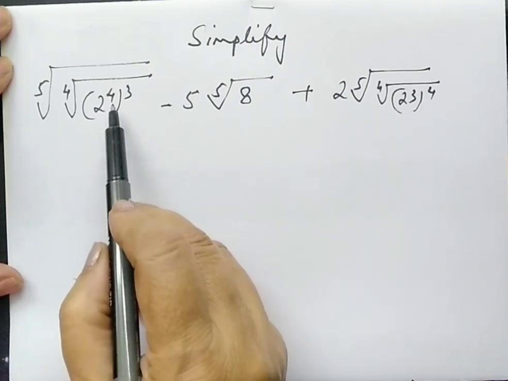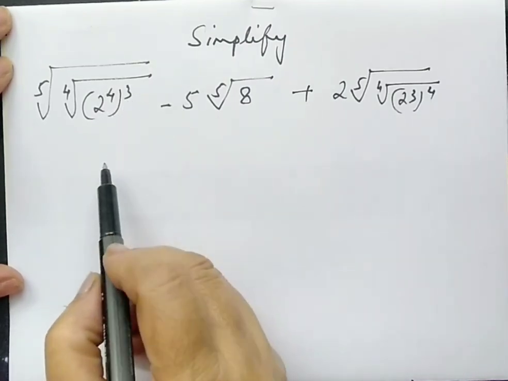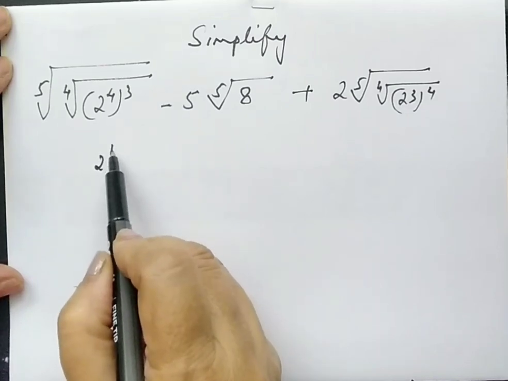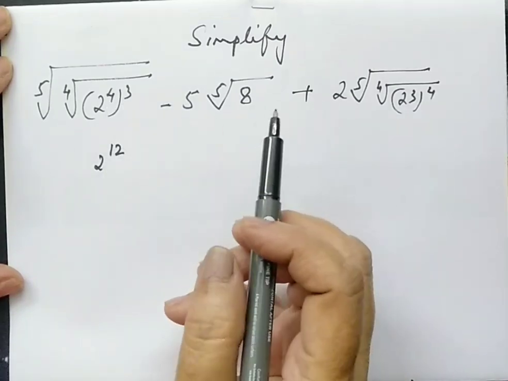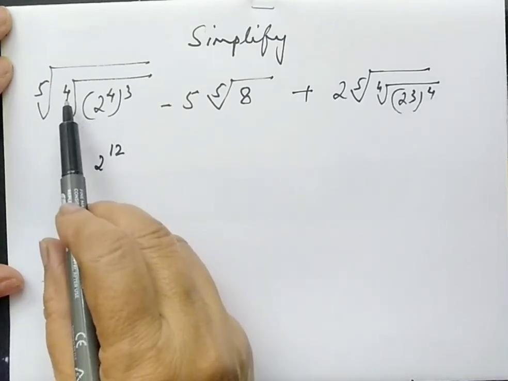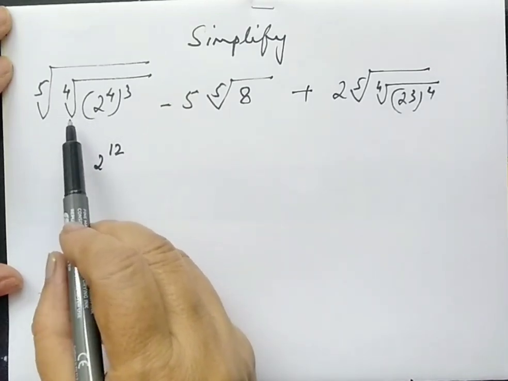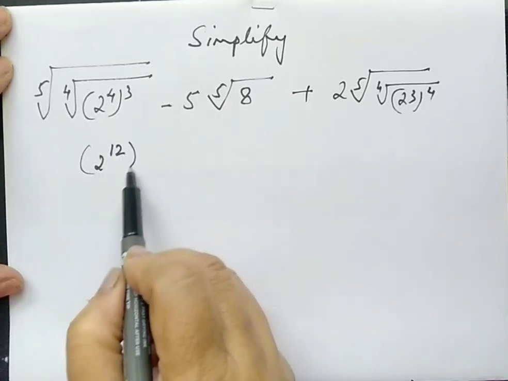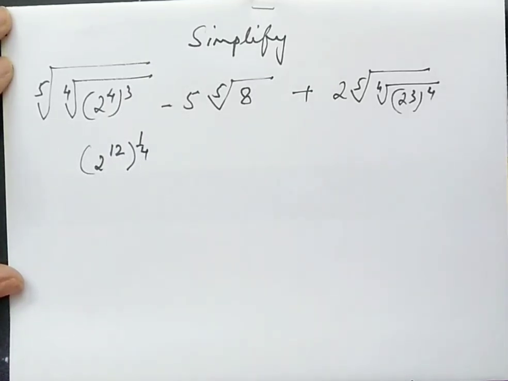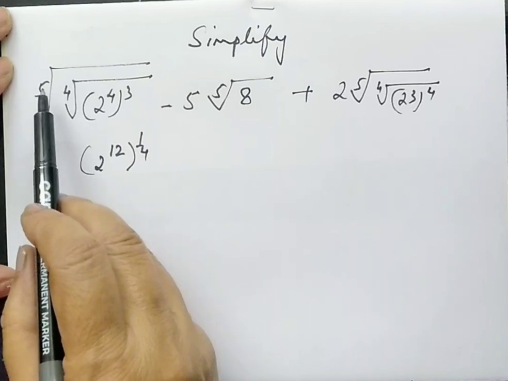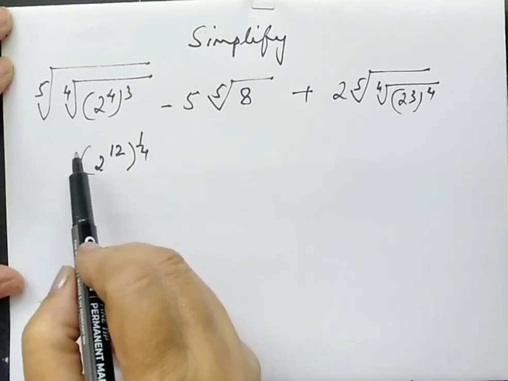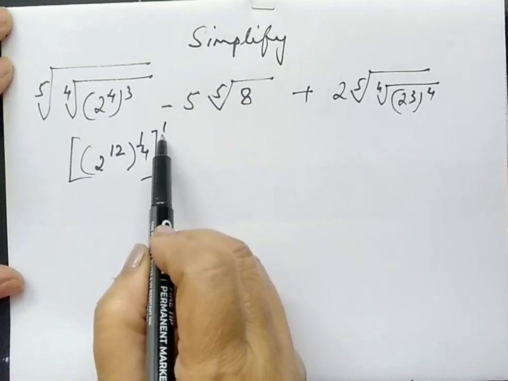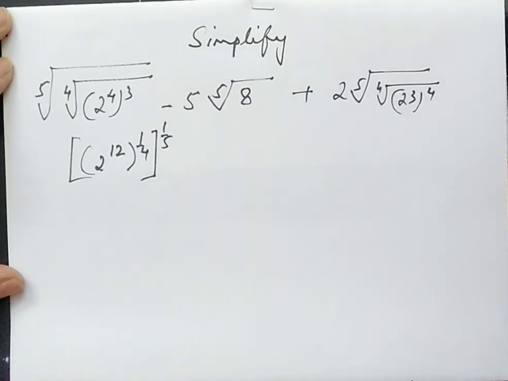So 2 to the power 4 multiplied by 3. So can we go directly 2 to the power 12, 4 into 3? And because we have 4 here as a root of 4, so outside can we not write 1 by 4? Alright. So this is as per the norms of exponents. Okay. And then we have a 5 outside. Okay. Root of 5. So to that we can write it here as 1 by 5. Correct?